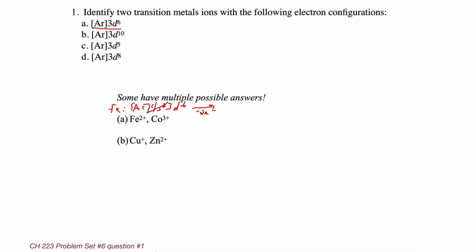Now, argon 3d5 could come from an argon 4s2 3d5, which is manganese. Take away 2 electrons from there and you'd have the 3d5.